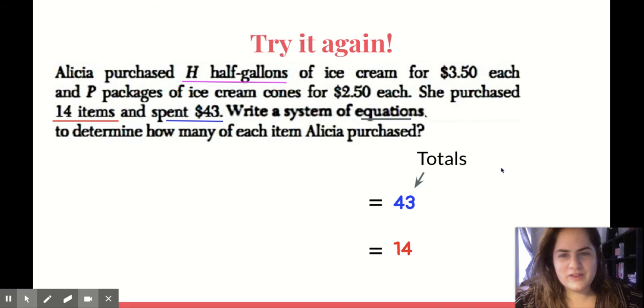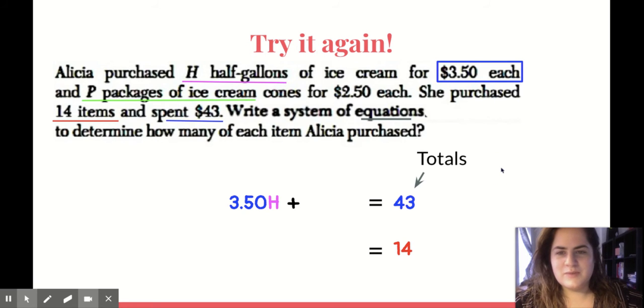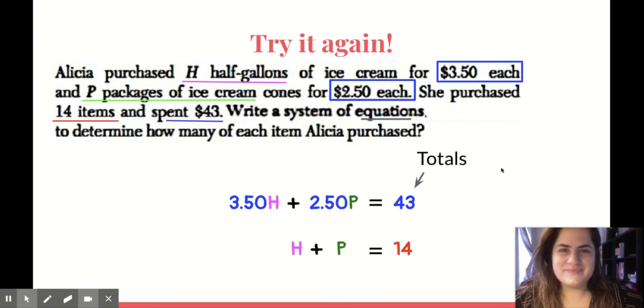Well, for half gallons, which is H, we have to spend $3.50 each. So we could write that as $3.50 each. And for P packages of ice cream was $2.50 each. So $2.50 for the packages of ice cream. And then for the 14 items, well, it's half gallons and packages. So H plus P, and that's it.